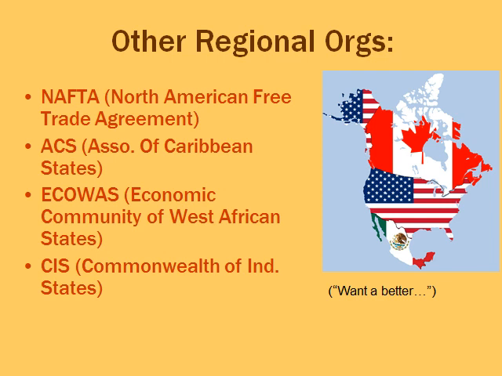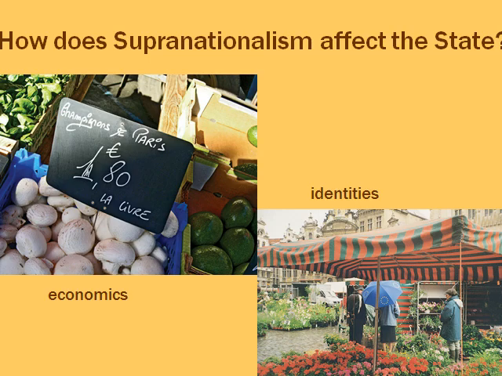Other regional organizations are like NAFTA, North American Free Trade Agreement. ACS is the Association of Caribbean States. ECOWAS is the Economic Community of West African States. And the CIS is the Commonwealth of Independent States. This is what formed after the USSR fell.